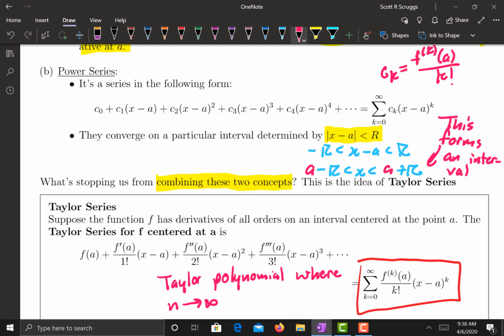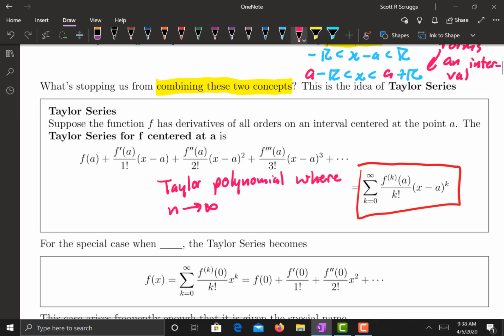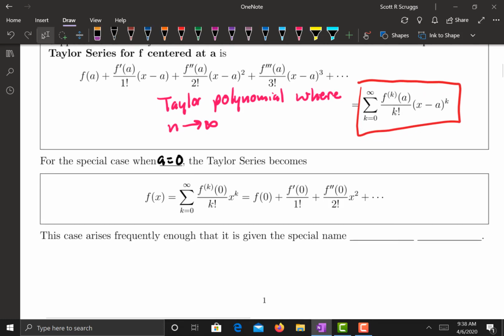Now, before we go through and tackle some examples, there is one special Taylor series that I will mention, and that is the case when I decide to center it at 0. This has occurred a lot, and because of that, we've actually given this Taylor series centered at 0 a special name, the Maclaurin series.